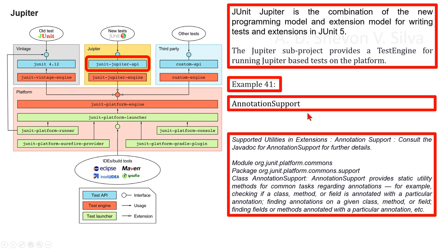AnnotationSupport provides static utility methods that operate on annotated elements, packages, annotations, classes, interfaces, constructors, methods, and fields. These include methods to check whether an element is annotated or meta-annotated with a particular annotation, to search for specific annotations, and to find annotated methods and fields in a class or interface. Some of these methods search on implemented interfaces and within class hierarchies to find annotations.